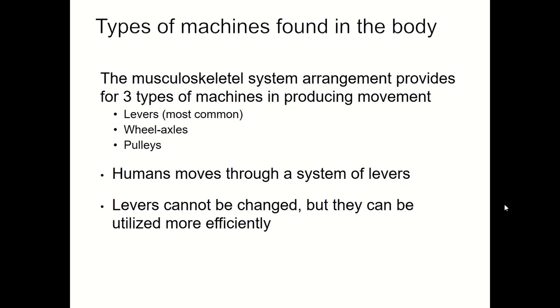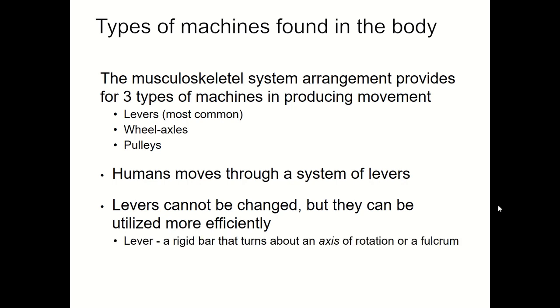Levers cannot be changed, right? You can't change the configuration of where your joint is, which is an axis, or the length of the lever, etc., but they can be utilized more efficiently. So a lever is a rigid bar that turns about an axis of rotation or a fulcrum. The axis is the point of rotation about which a lever moves.